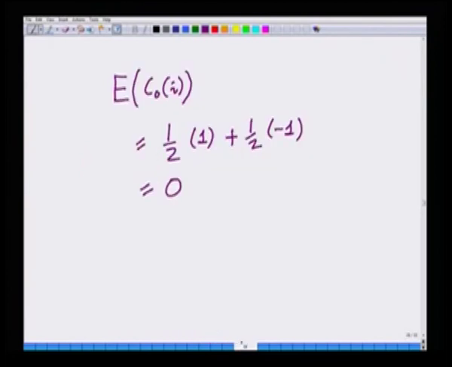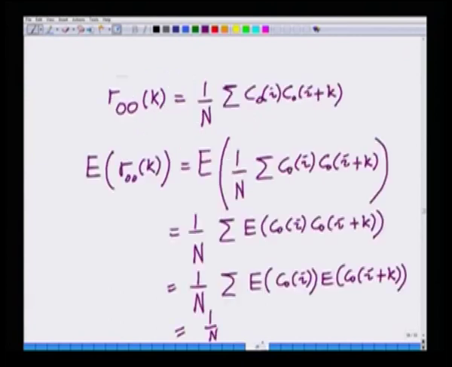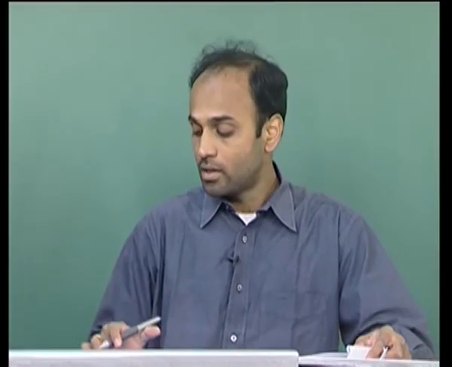Now, we have seen in the previous case that expected C_0[i] is 0 for any chip, hence each of these, expected C_0[i] and expected C_0[i+k], are 0, hence this is 1 over n summation of 0, which is 0. So, the expected value of this correlation for any shift k, remember this is a non-zero shift, is 0.